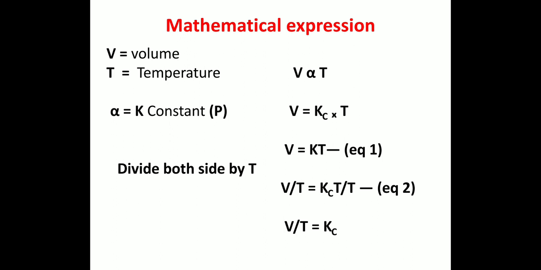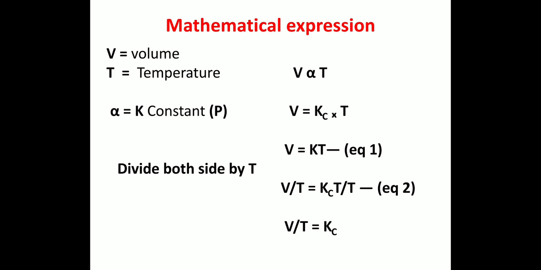V is directly proportional to T. Proportionality is replaced by a constant. In Charles' law, pressure is constant. So V is equal to Kc into T. Kc is Charles' law constant. It is the pressure constant, Kc multiplied with T. So V is equal to Kc T.